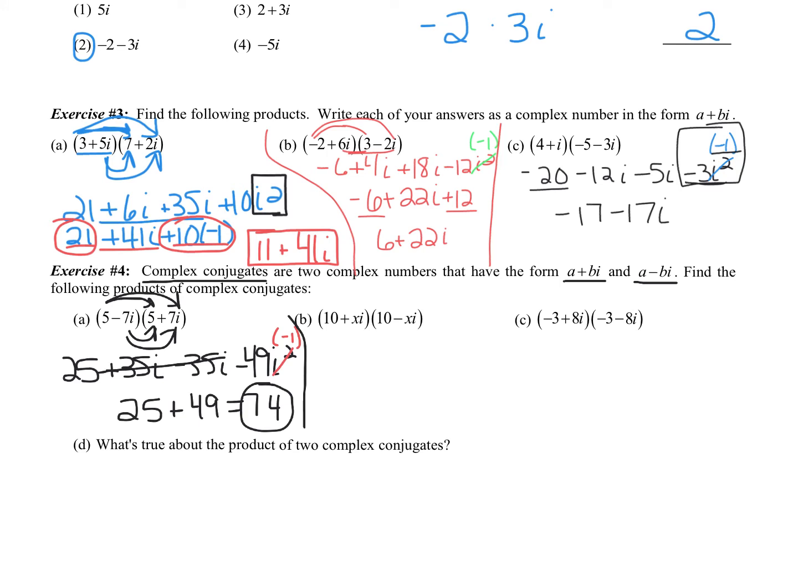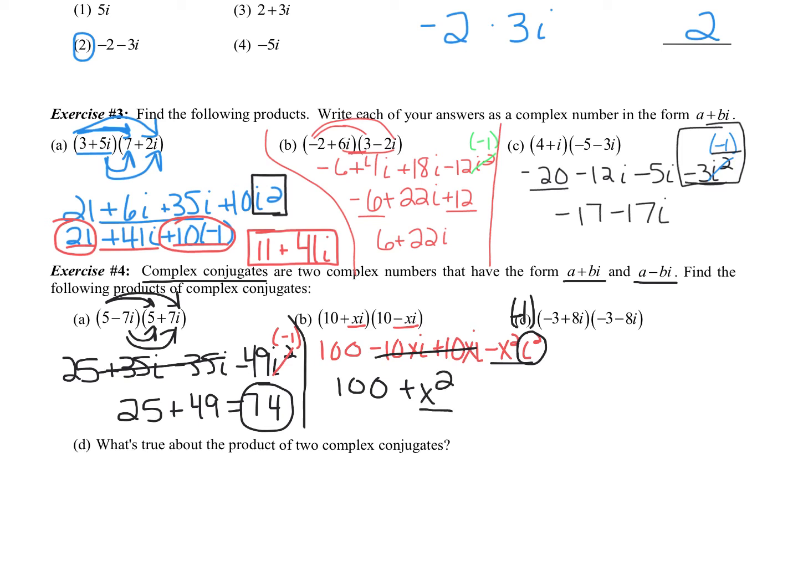So quickly going through the other ones. Here, be careful, this is minus x squared, i squared. They're both squared, right? Because we have xi times xi. So middle parts cancel. I get 100. This is basically going to flip to positive because the i squared is negative 1. So that's plus x squared.